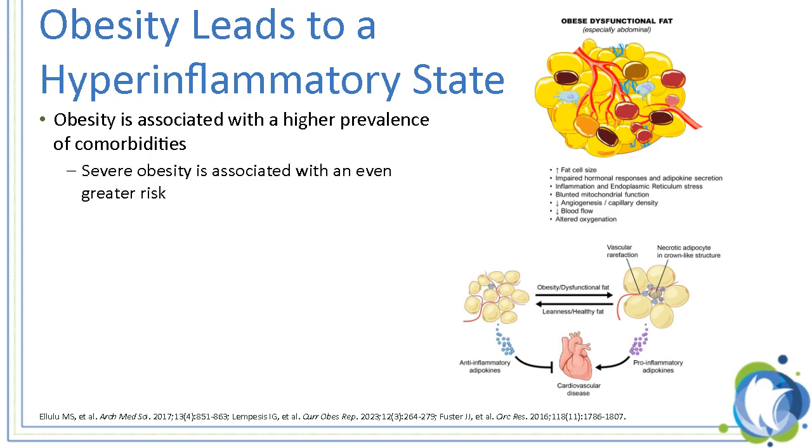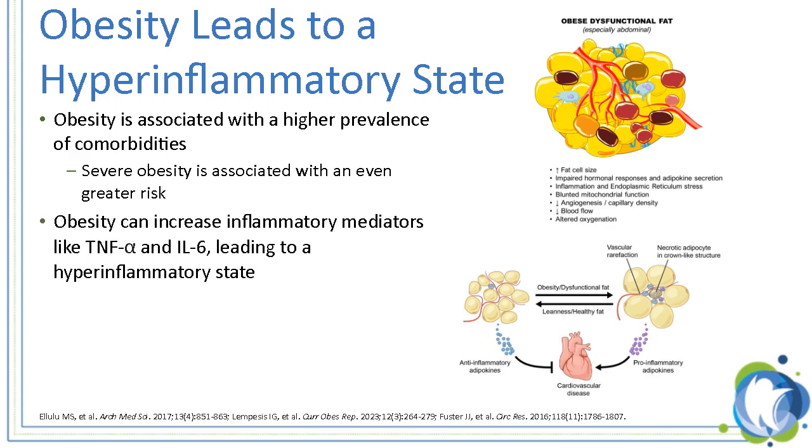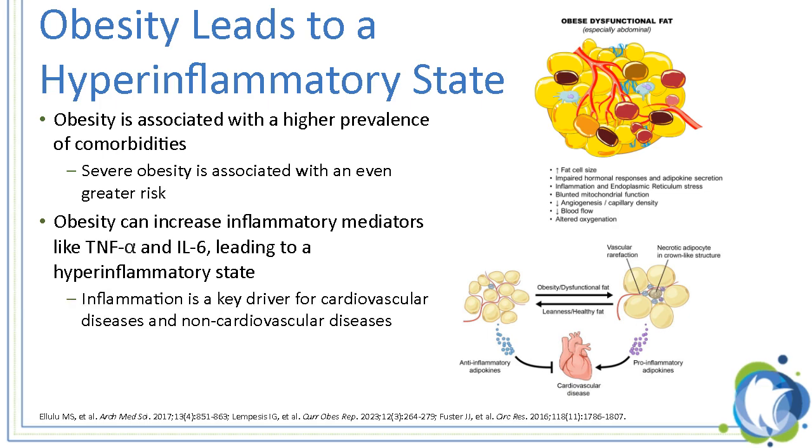Severe obesity is associated with an even greater risk than lower degrees of BMI within the obese range. Obesity can increase inflammatory mediators like TNF alpha and interleukin 6, which lead to a hyperinflammatory state. This hyperinflammatory state is thought to be a key driver for cardiovascular disease and other comorbidities associated with excess body weight in the obese range.